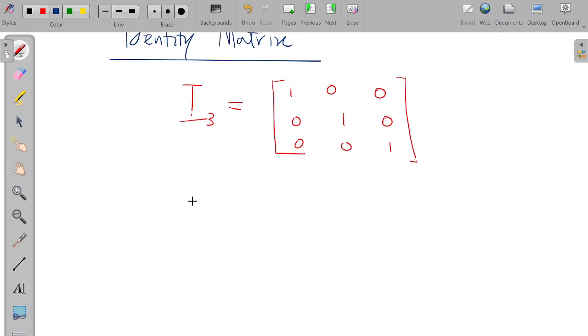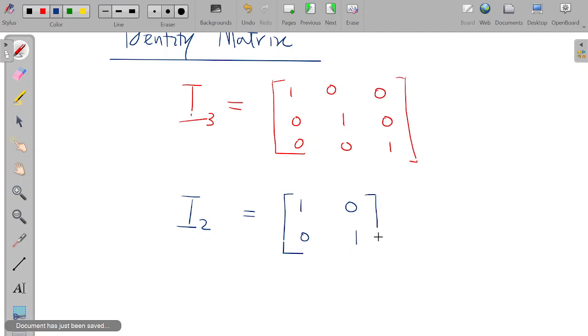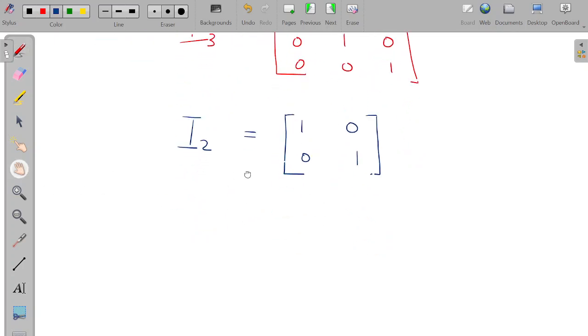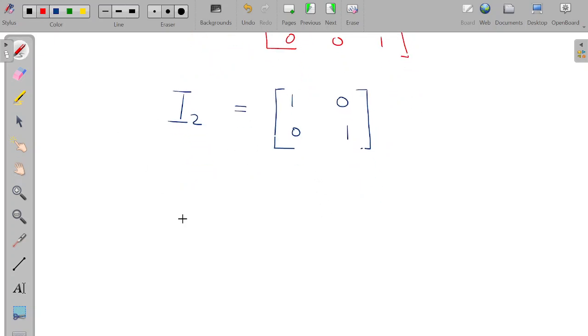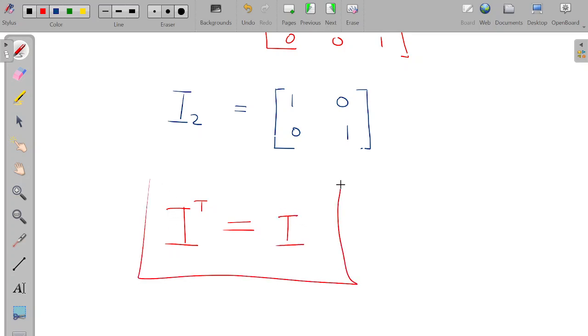So if I say I2, it means I have something like this. That means 2 rows and 2 columns. Okay, so this identity matrix, depending on which one you are given, if I find the transpose of any identity matrix, the transpose of any identity matrix is the identity itself. The transpose of any identity matrix is the identity.